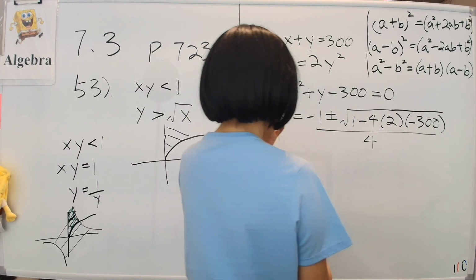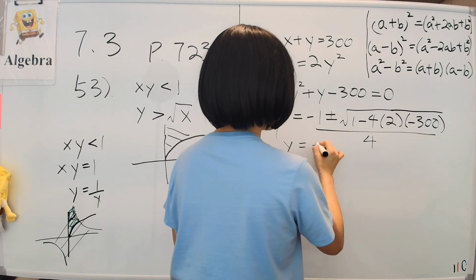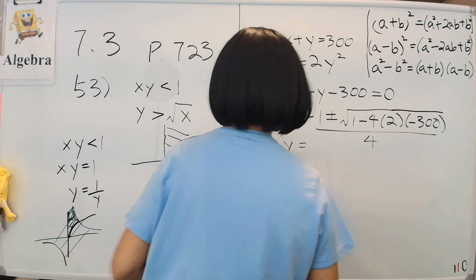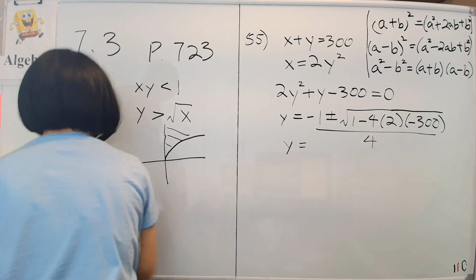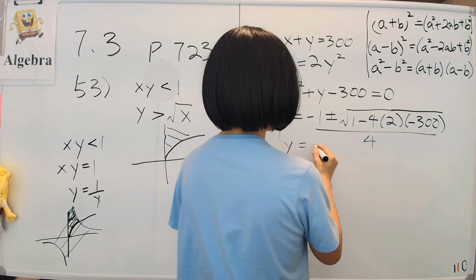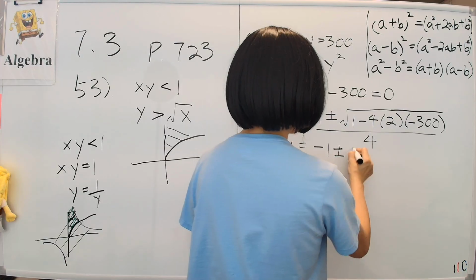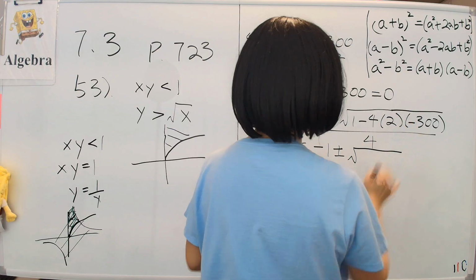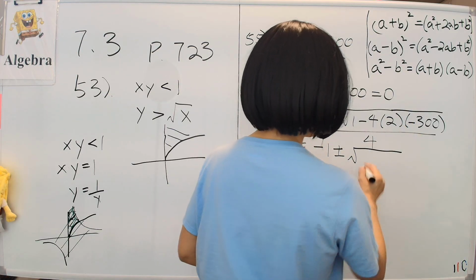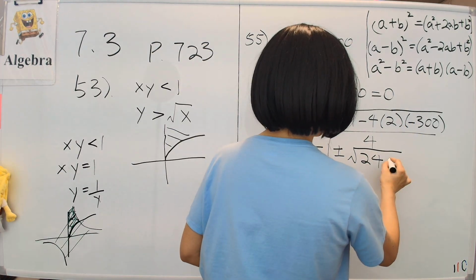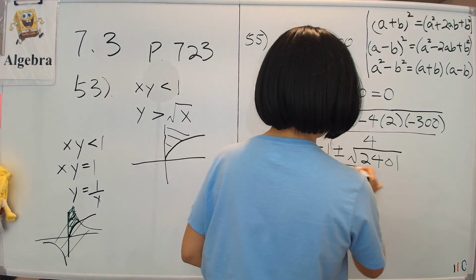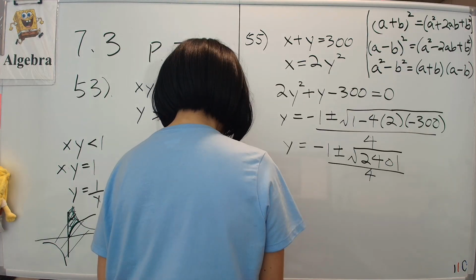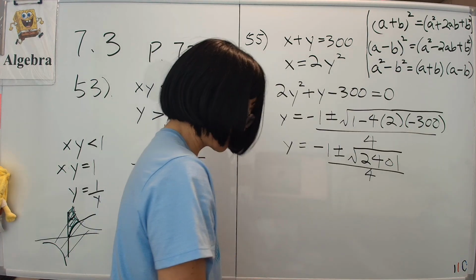So y equals minus 1 plus or minus the square root of, what is that? That's 8 times 300 is 2400, right? 2400 plus 1, and then divided by 4. So that is y. Yeah, okay. So let's see if that's equal to anything we recognize.